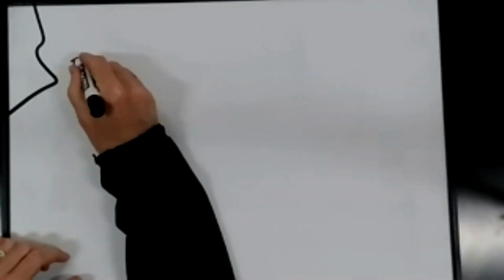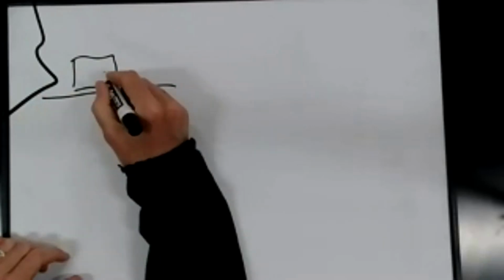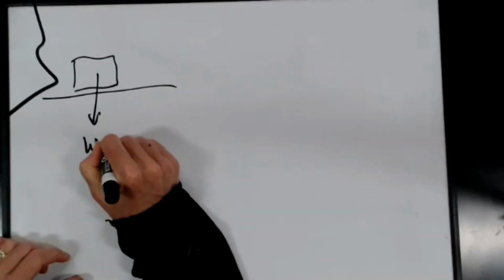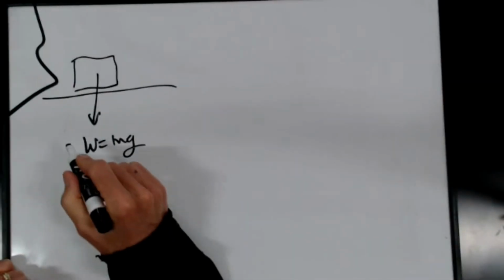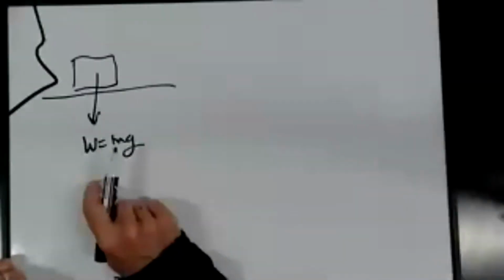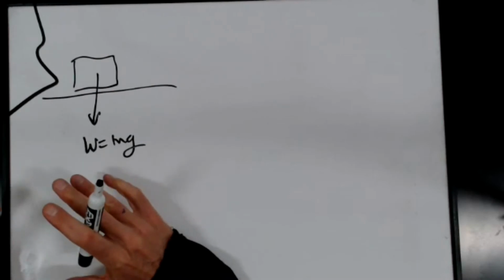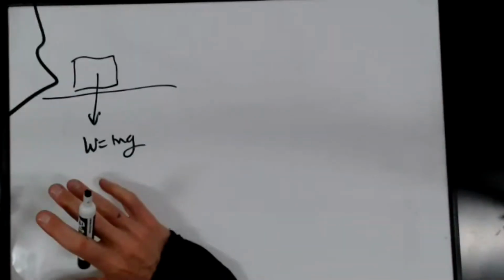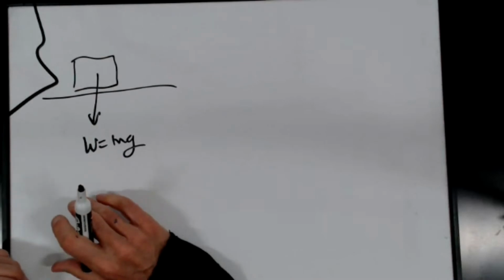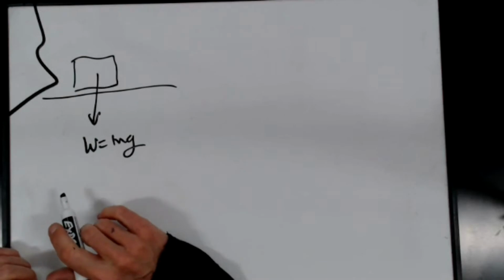So a block has weight W on the surface of the Earth. So here's my block, right? And its weight, which is mg, is W. And the question is, if the Earth's mass were kept the same, but its radius was 1/3 its current size, what would the new weight of the block be? How would we get that? What's going to be different?